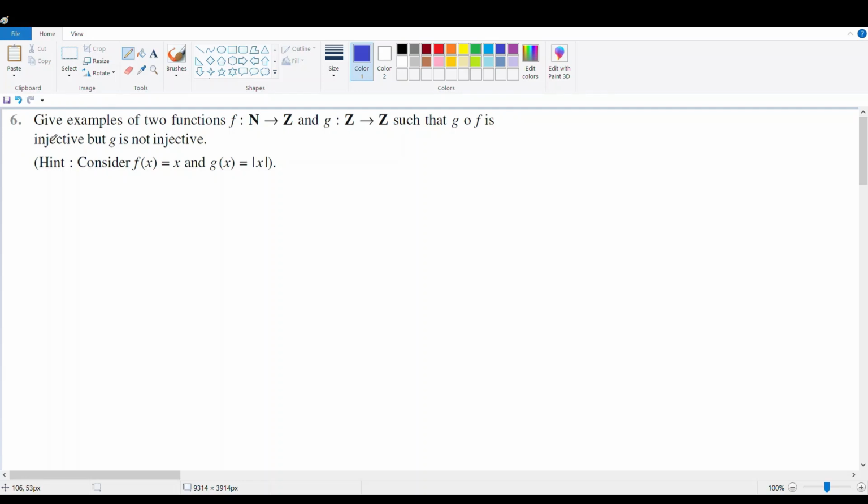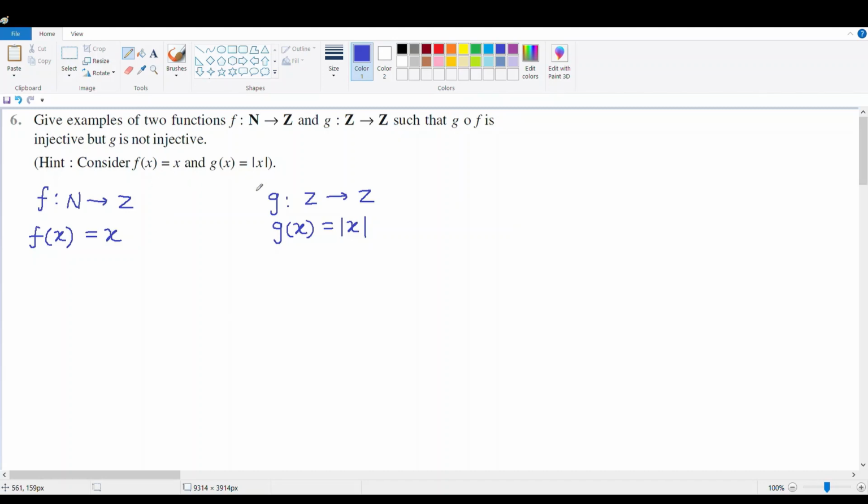Question 6. Give examples of two functions f: N to Z and g: Z to Z such that g of f is injective but g is not injective. Let me write f is from N to Z and g is from Z to Z, and we can use their hint. Let's say our function f of x is equal to x and our function g of x is equal to mod of x.